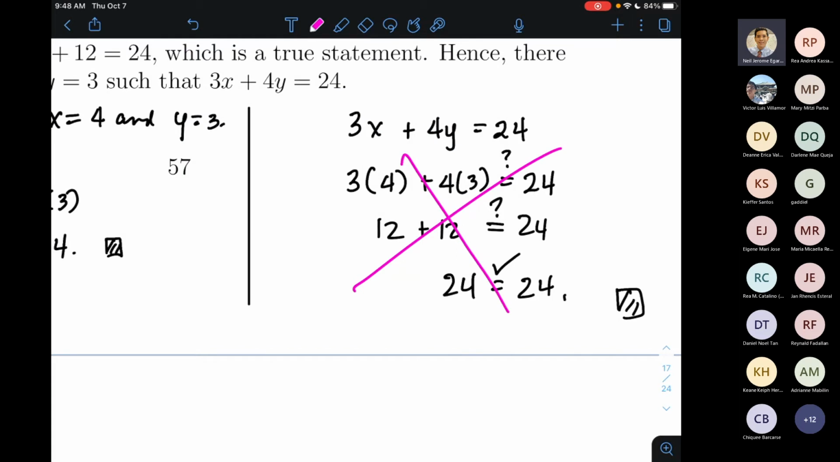So you cannot write this in your proof because we haven't established that 3x plus 4y equals 24 from the get-go. Di pa natin alam kung totoo siya. Siya nga yung gusto nating ipakita to be true. So ibig sabihin, di ko siya pwedeng gamitin sa proof. So nowhere in your proof should I see what is to be proven. Okay?